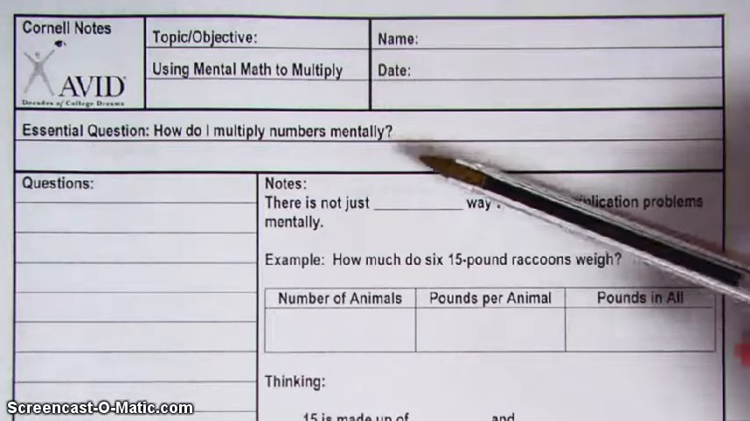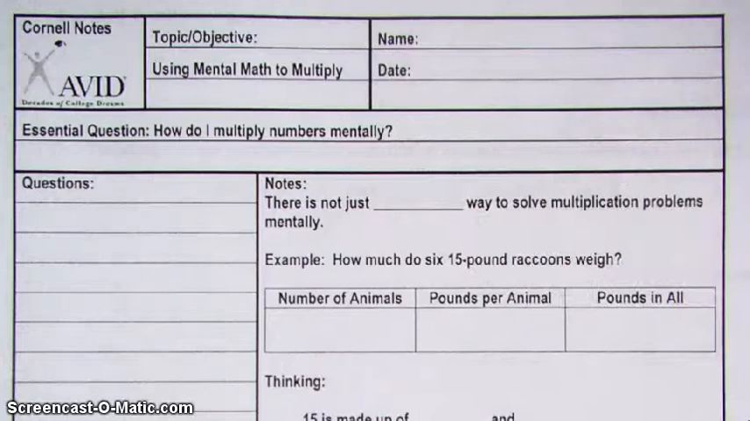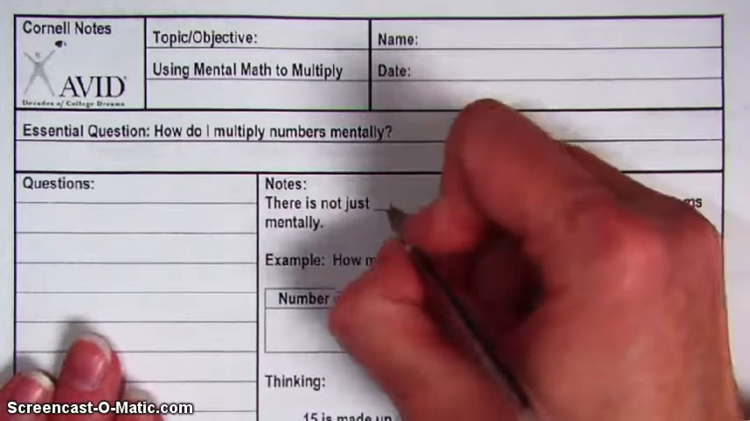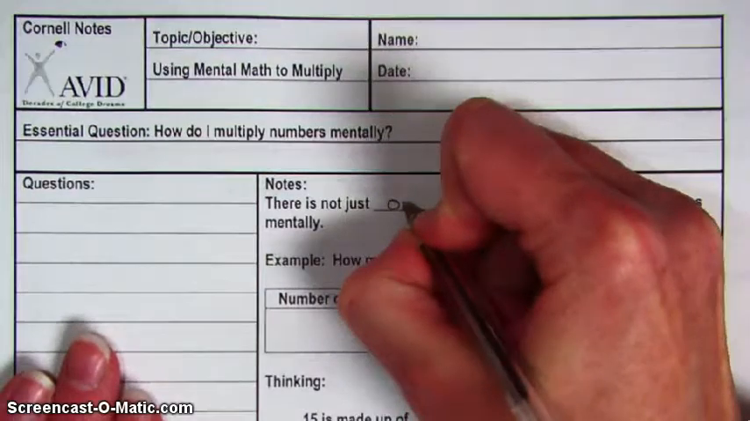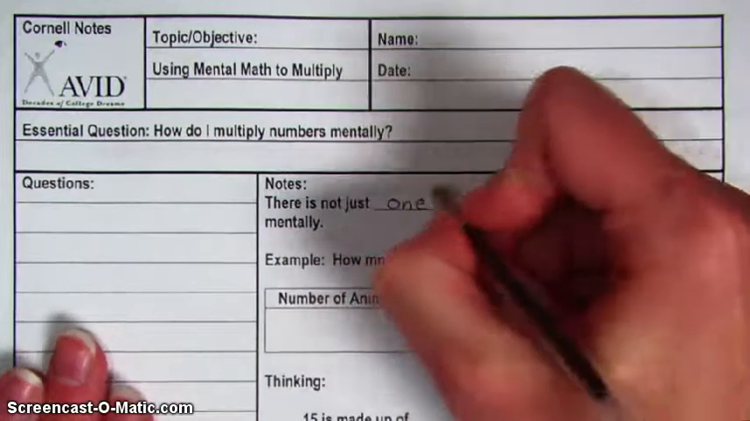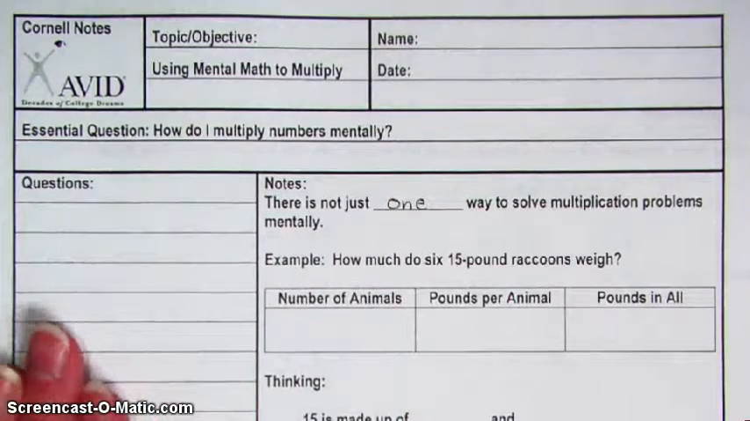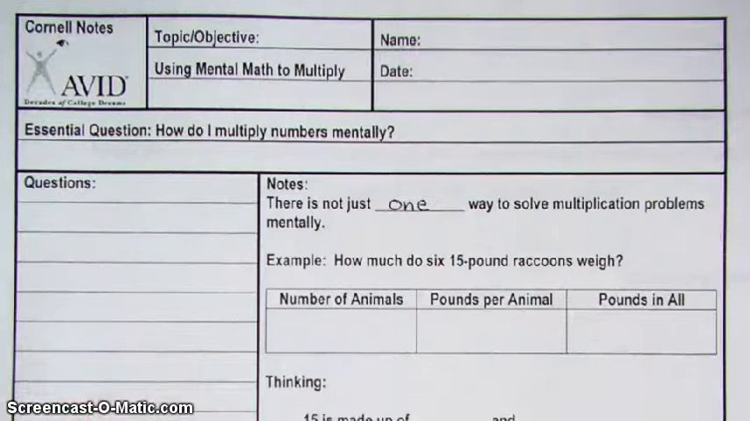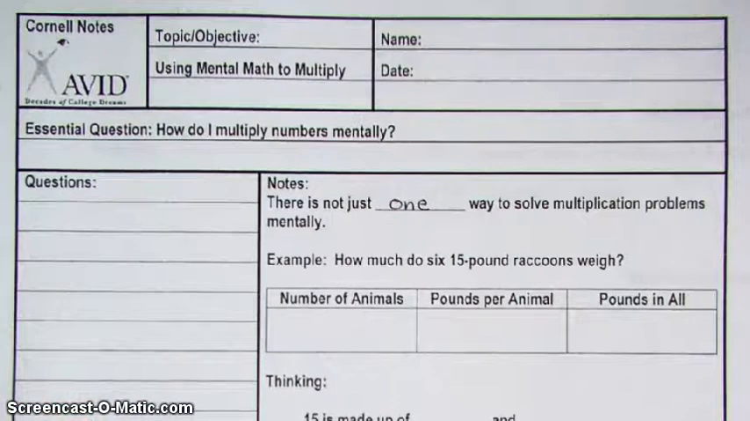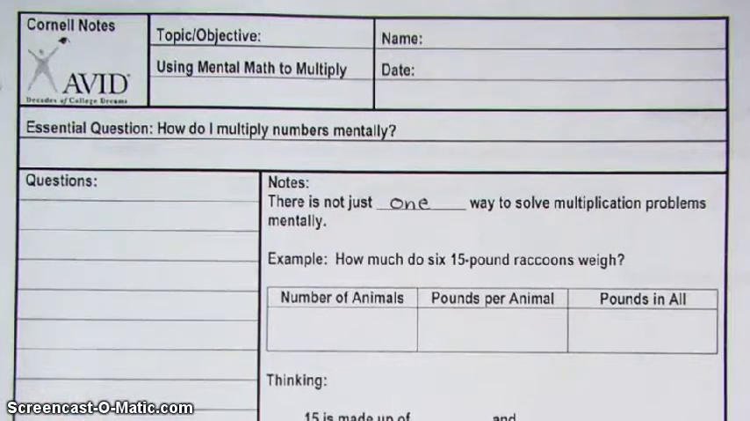When we begin multiplying numbers mentally, we need to realize that there is more than just one way to solve multiplication problems when we are doing them mentally. What is important is that you make sure your answers make sense and that you can prove your reasoning and how you do your mathematics. We're going to look at an example today that has a couple different ways to solve it, and then we're going to give you an opportunity to try one on your own.